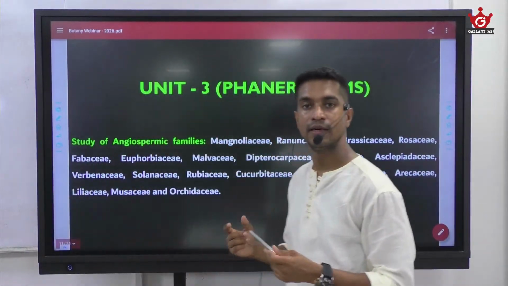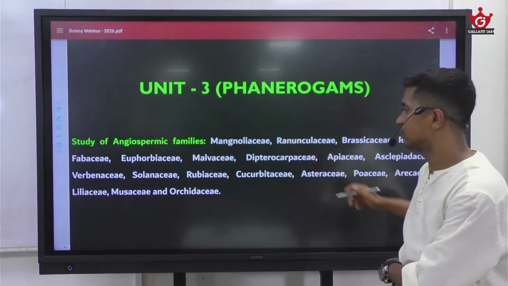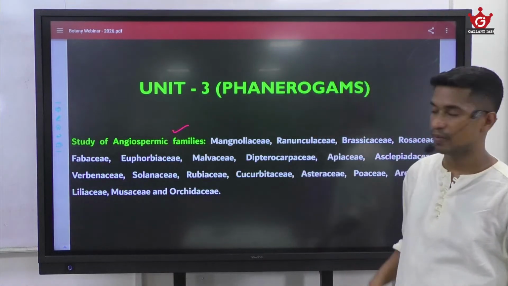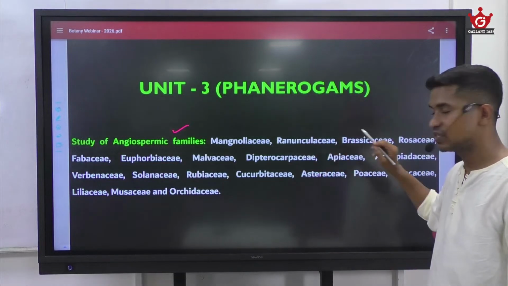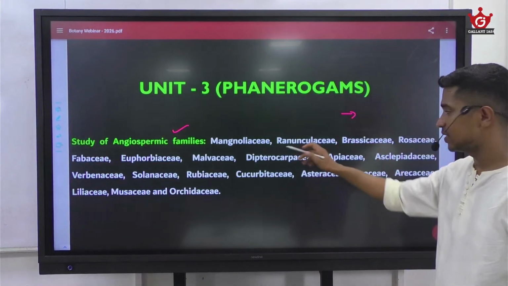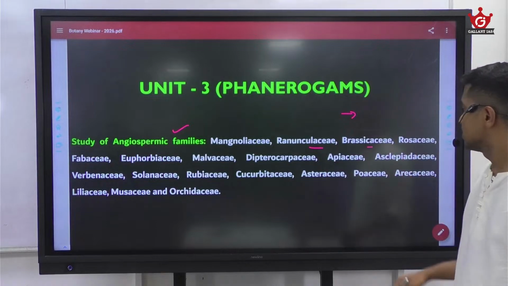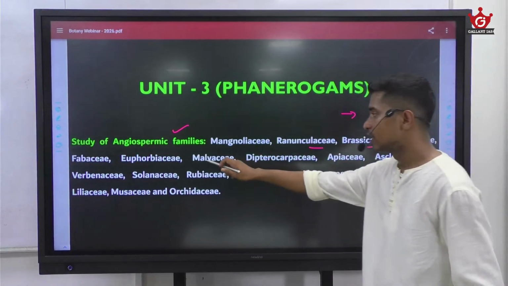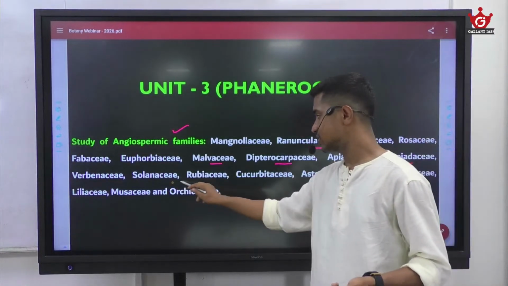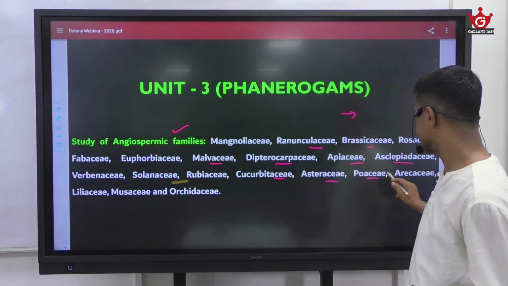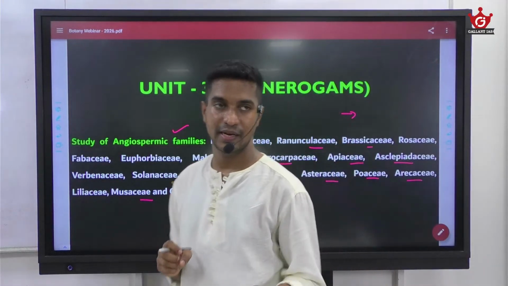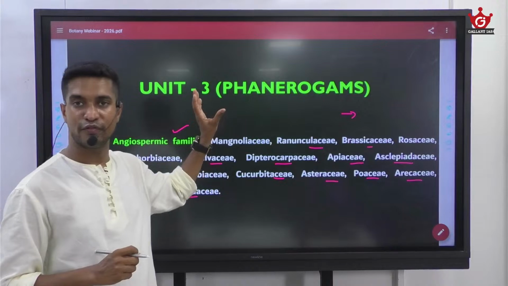And the third section of phanerogams is the study of angiospermic families, and these are the families mentioned in the syllabus: Magnoliaceae, Ranunculaceae, Brassicaceae, Rosaceae, Fabaceae, Euphorbiaceae, Malvaceae, Dipterocarpaceae, Apiaceae, Asclepiadaceae, Verbenaceae, Solanaceae, Rubiaceae, Cucurbitaceae, Asteraceae, Poaceae, Arecaceae, Liliaceae, Musaceae and Orchidaceae. So these are the families that you have to study. Here it mentions the study of angiospermic families only.